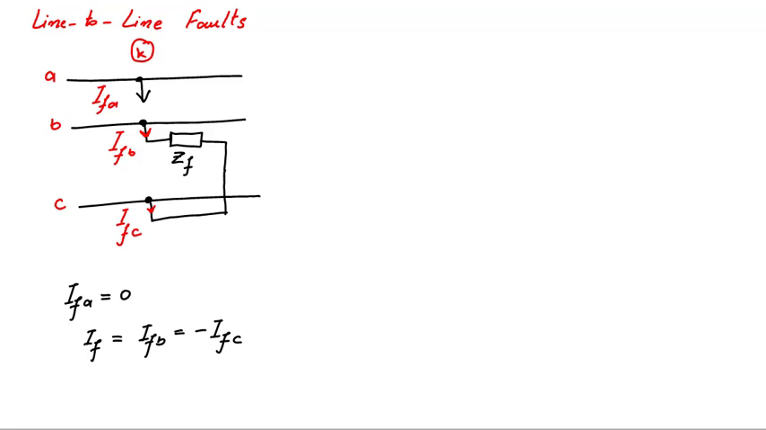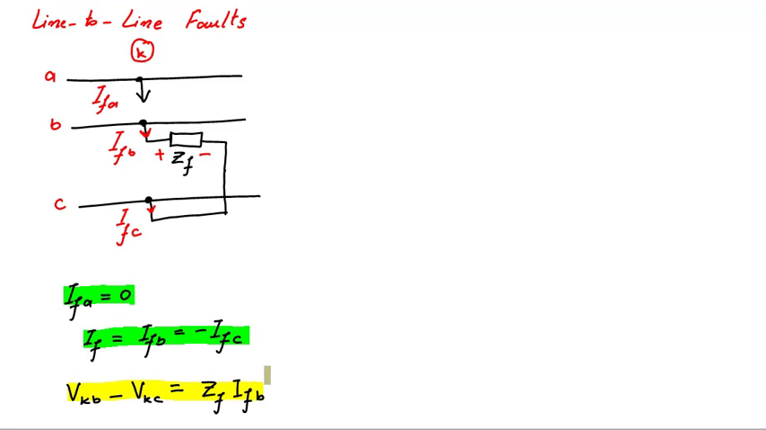If I write the characteristic equation in terms of voltages, we can see that the voltage difference of phase B and phase C is equal to the voltage drop across this impedance due to current IFB, that is ZF into IF, or we can write it as ZF into IFB. These two equations, in terms of current and in terms of phasor voltages, are the characteristic equations for a line to line fault in a three-phase system.